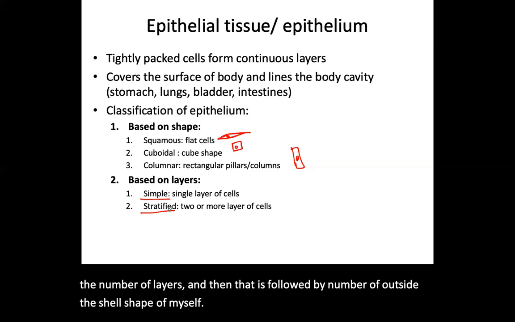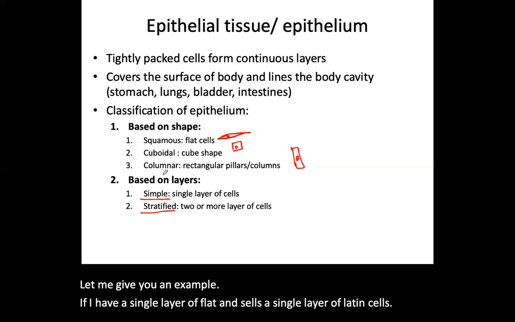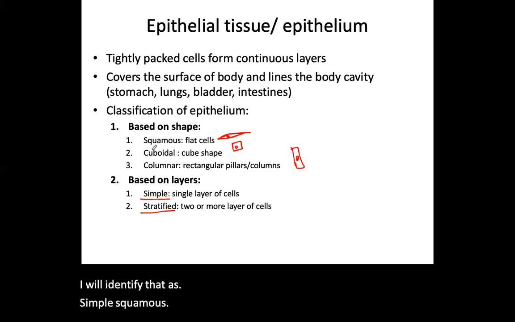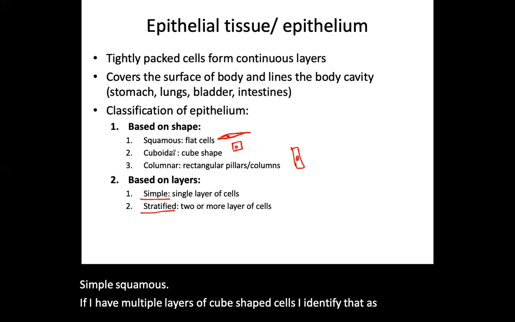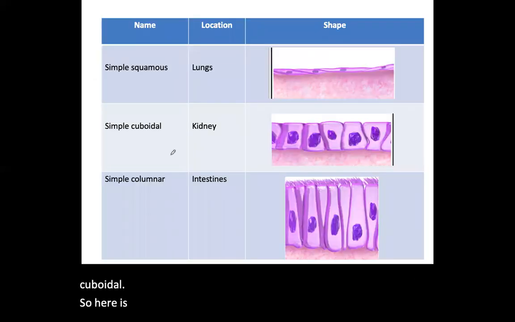Let me give you an example. If I have a single layer of flattened cells, I will identify that as simple squamous. If I have multiple layers of cube-shaped cells, I identify that as stratified cuboidal. So here are a few pictures of that.